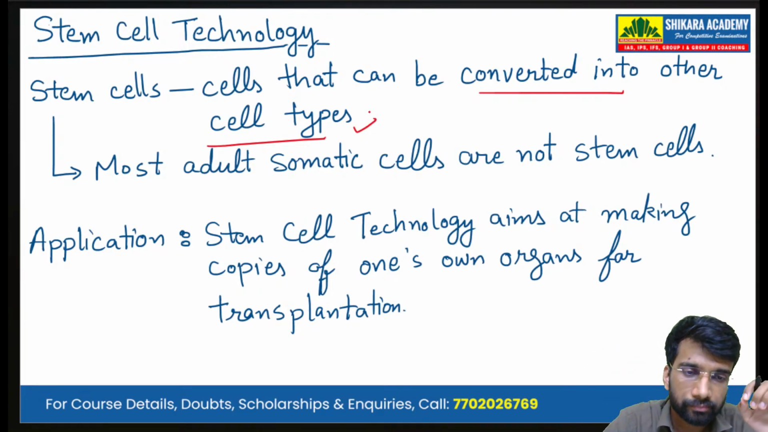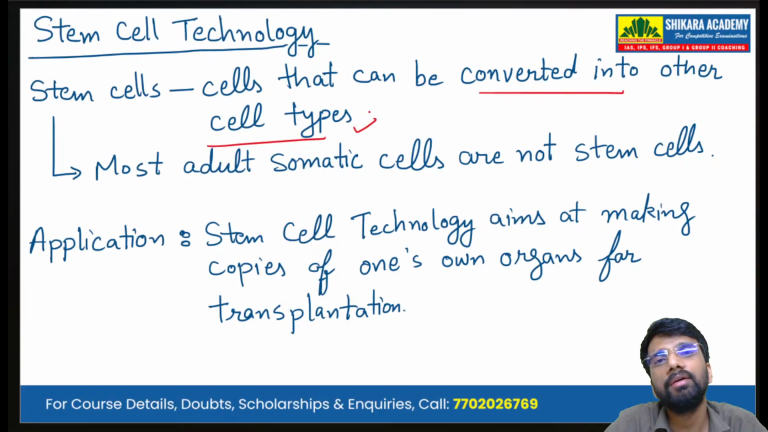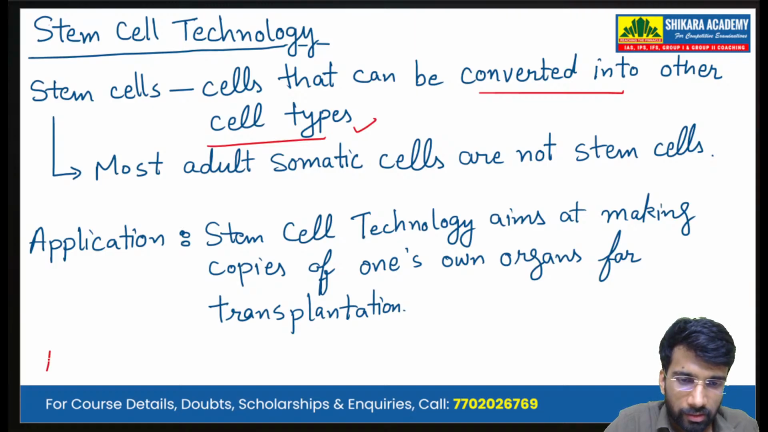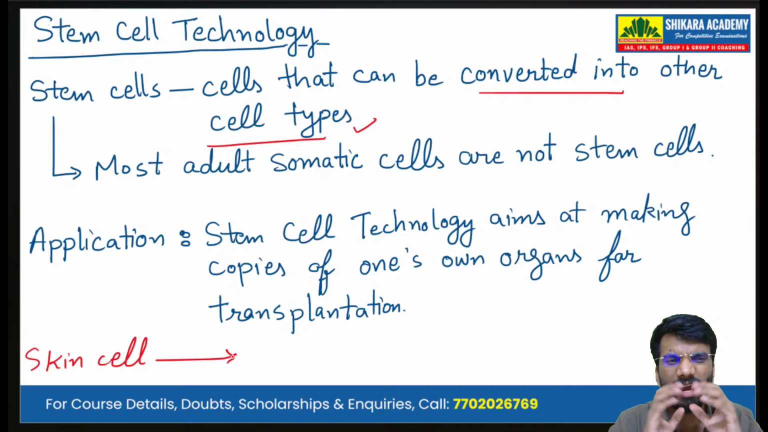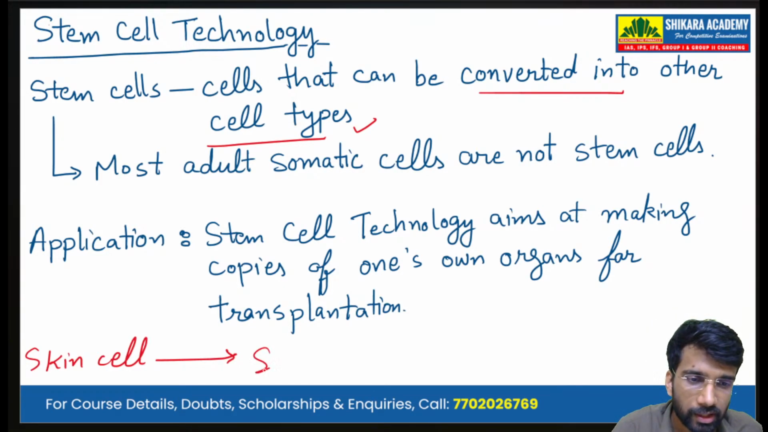Now, we know that there are two types of cells in the body: the sex cells, that are present in our gonads, and the somatic cells, the cells that are not the sex cells. A skin cell will divide and will give rise to the skin cell only.